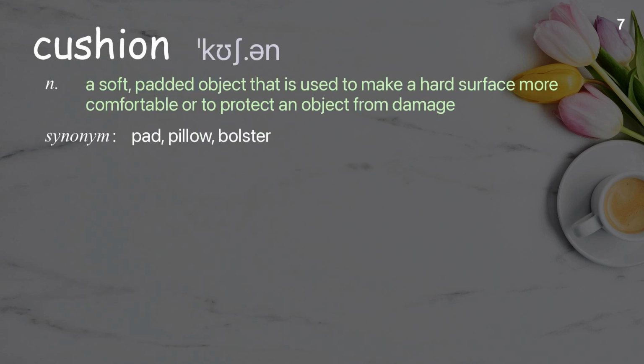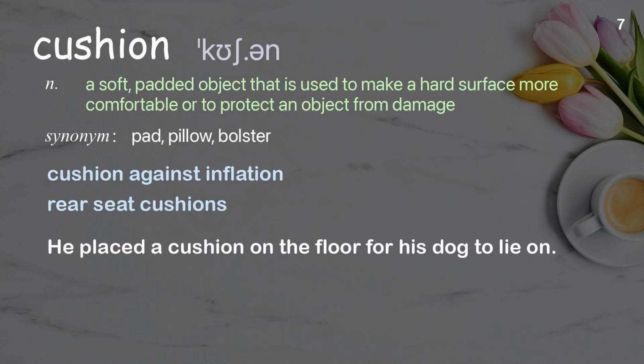Cushion. A soft, padded object that is used to make a hard surface more comfortable or to protect an object from damage. Examples: Cushion against inflation. Rear seat cushions. He placed a cushion on the floor for his dog to lie on.